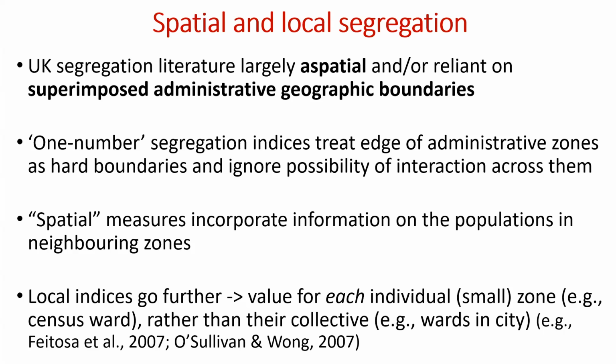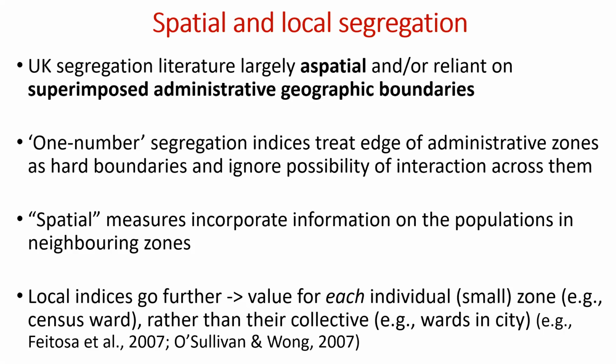And again, I'm not sure how much of a background in segregation studies our audience might have, but just to note that most segregation indices, so if you see any articles or presentations that report values around segregation, using, for example, the index of dissimilarity or the index of isolation, report those for, for example, a city or a country for a specific racial group, and report one number. They basically treat the edge of administrative zones as hard boundaries and ignore the possibility of interaction across them, which is actually potentially really important.